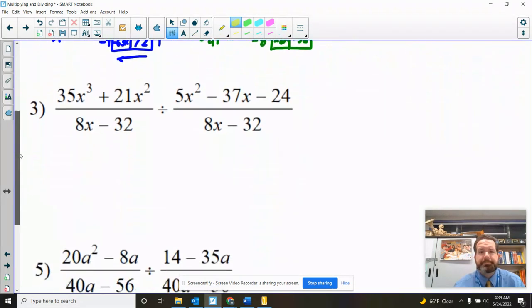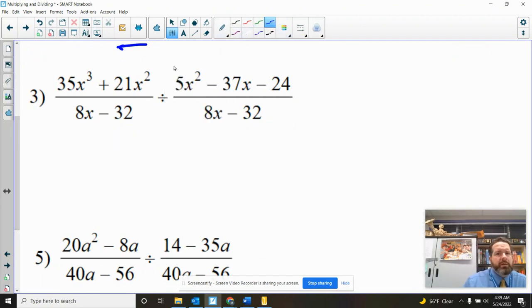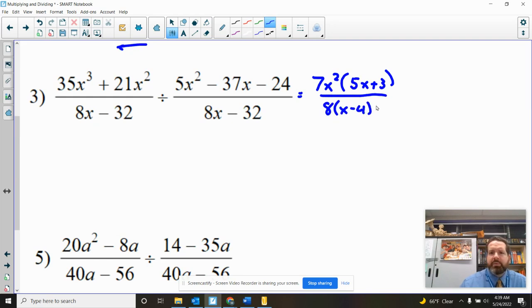Next up, let's go again. Looks like we're going to have mostly GCF factoring this time. So up here, what do these have in common? A 7x squared is what they have in common. That's going to leave us then with a 5x plus 3. And then down below, they have an 8 in common, leaving us with an x minus 4.